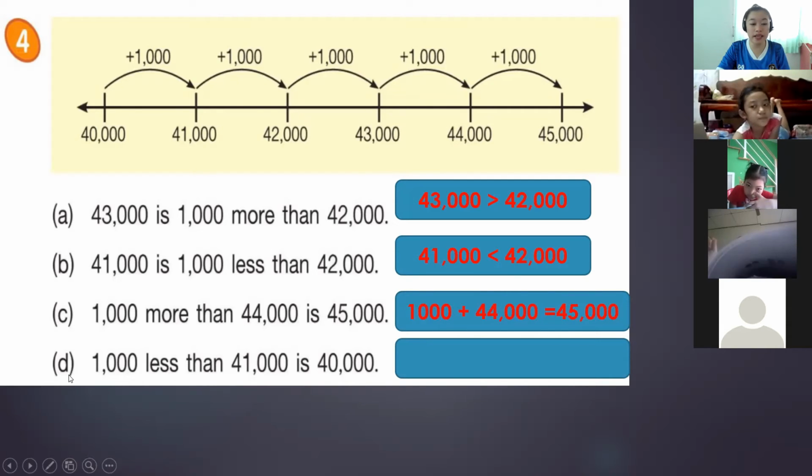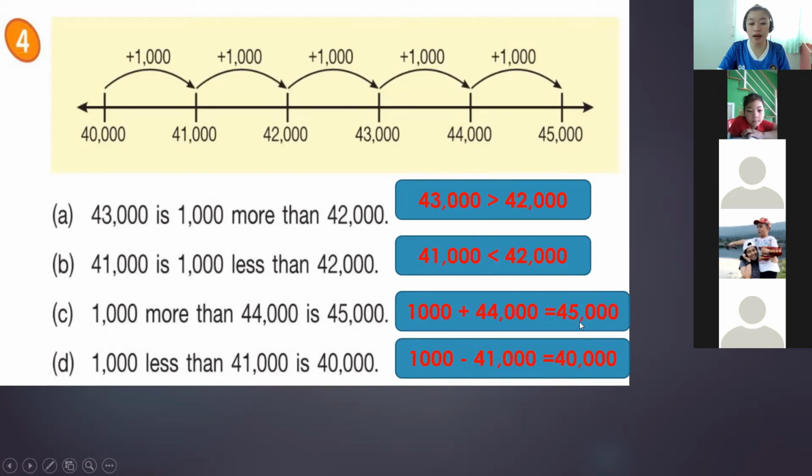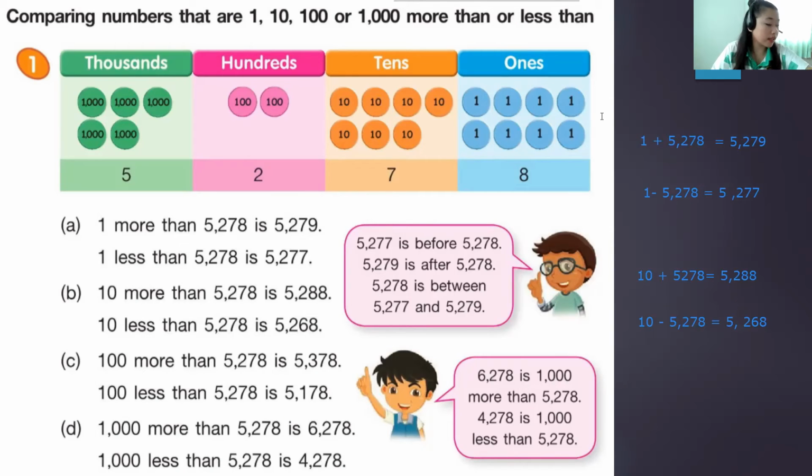Okay, and letter D, we have 1,000 less than 41,000 is 40,000. Okay, so the statement is 1,000 less than, or minus, 41,000 is equal to 40,000. In this statement, you just subtracted 1,000 from 41,000. So it is equal to 40,000. Okay, so let's proceed to the next part.